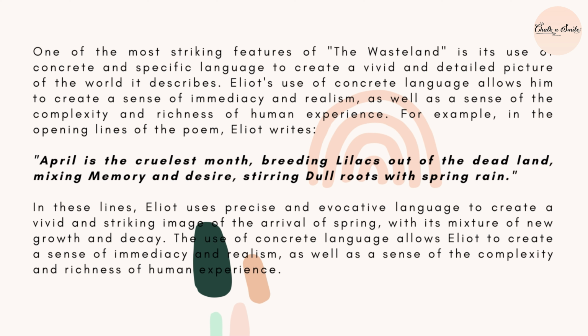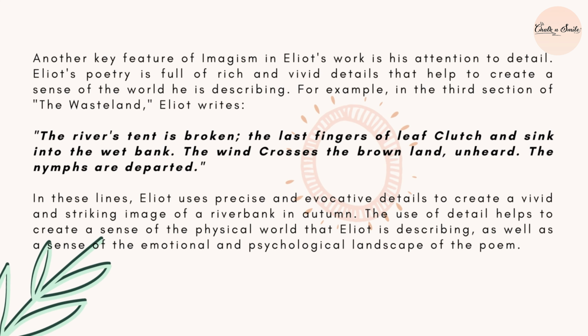Now, in these lines, Eliot uses precise and evocative language to create an image of the arrival of spring, which is a mixture of growth and decay. The use of concrete language allows Eliot to create a sense of immediacy and realism, as well as a sense of complexity and richness of human experience. Another key feature of imagism, which is seen in Eliot's works, is an attention to detail.